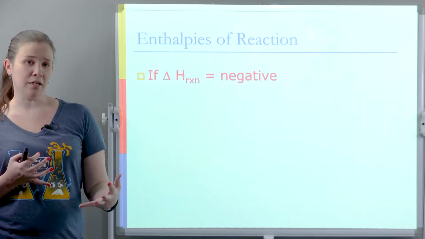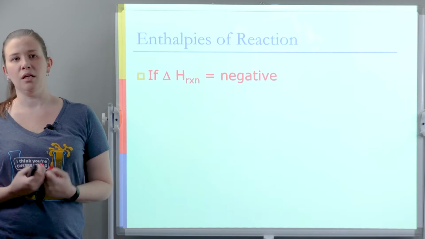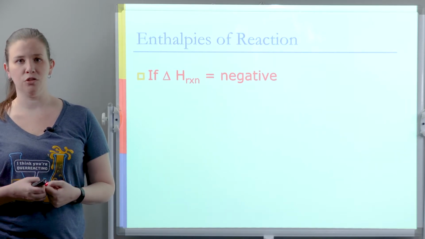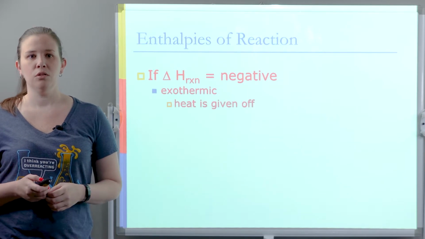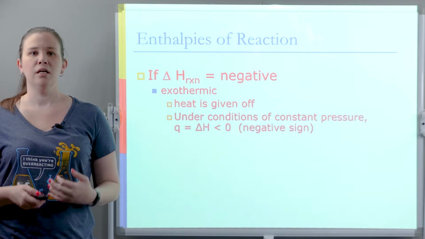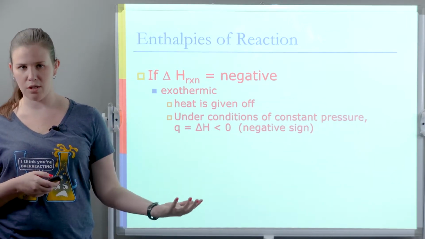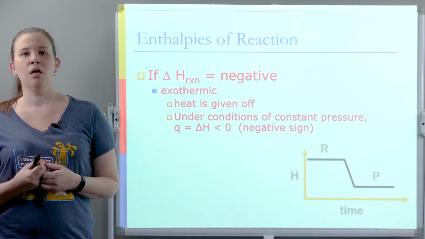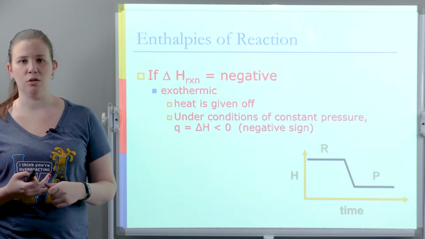So the sign for delta H is actually exactly like the sign for Q. If the delta H is negative, just like if the Q is negative, that's going to mean it's exothermic. So that's releasing energy, giving off heat. And so you're going to get that negative sign for the delta H, just like you got the negative sign for Q. There's one other way to tell if the reaction is exothermic, and that's by looking at a graph.